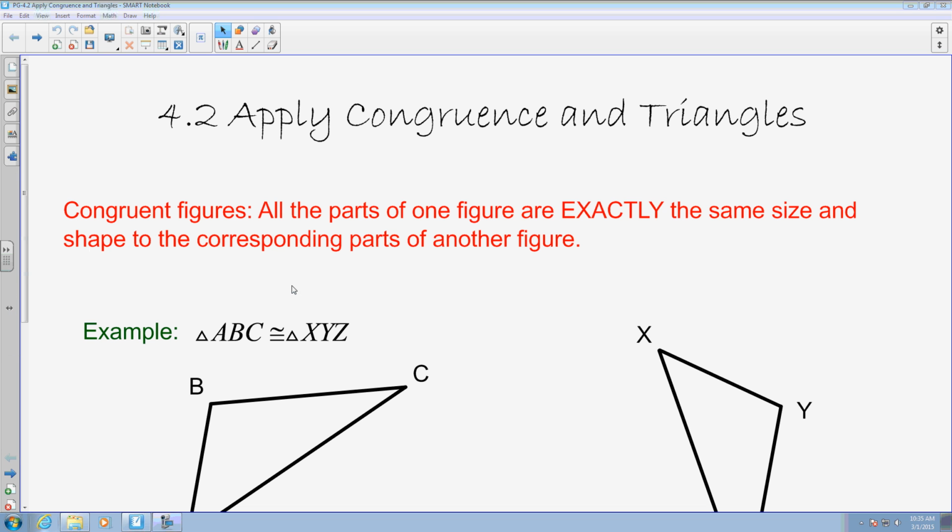All right, we're in section 4.2 where we are applying congruence in triangles.